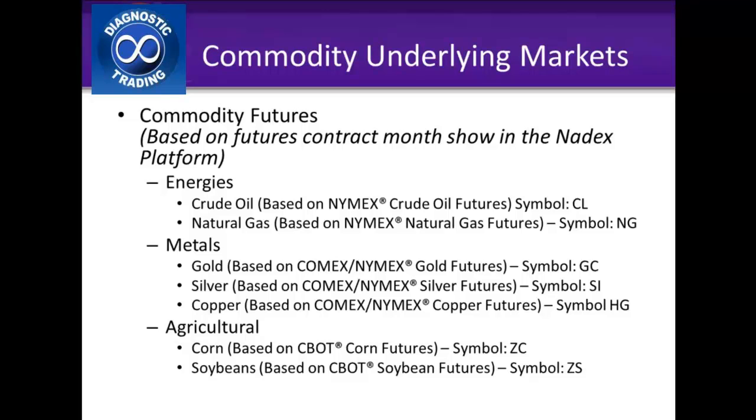And all those are based on the COMEX and NYMEX futures contracts, which for gold, the symbol is GC, for silver, the symbol is SI, and for copper, the symbol is HG. In agriculturals, you can trade corn and soybeans. On corn, it's based on the CBOT corn futures, which symbol is ZC, and on soybeans, it's based on the CBOT soybean futures, which symbol is ZS.